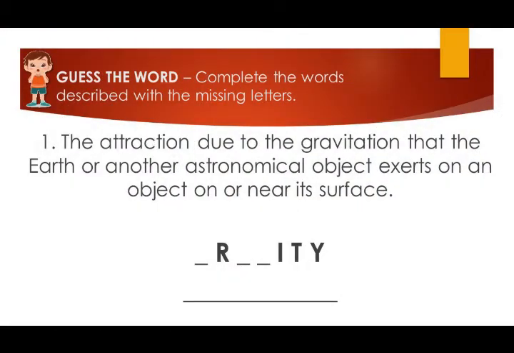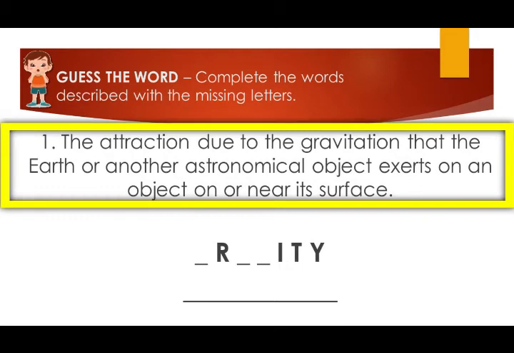Before we dive into our activities on gravity, let's guess these keywords that we're going to meet along the way. Complete the words described with the missing letters. Number 1. The attraction due to gravity that the Earth or another astronomical object exerts on an object on or near its surface.